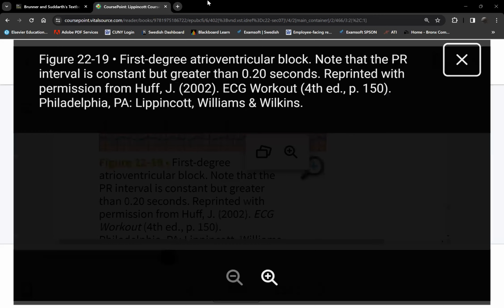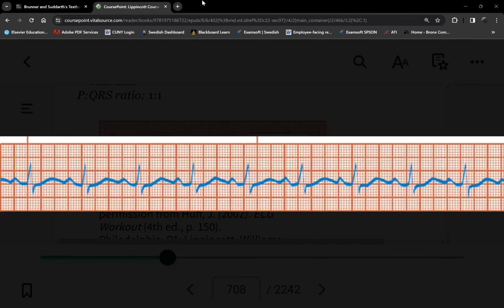The only thing wrong here is the PR interval. If you measure the PR interval, is it 3 to 5 small boxes? Begin here and it stops here. Is it between 3 to 5? It starts here and ends here. This is the Q wave. So that's the PR interval. Measures from here to here. Is that between 3 and 5?